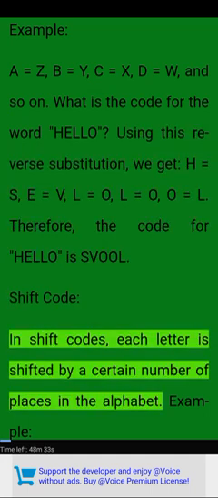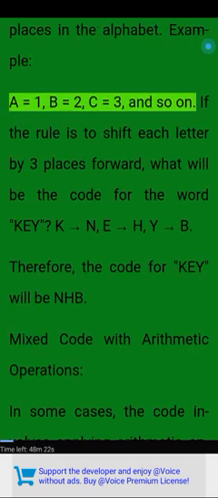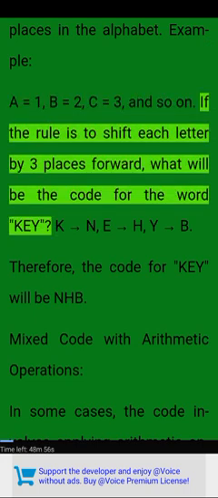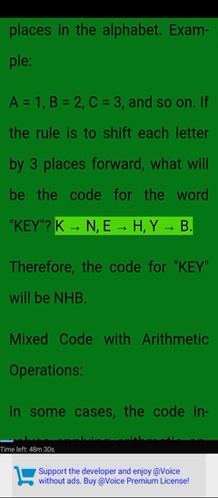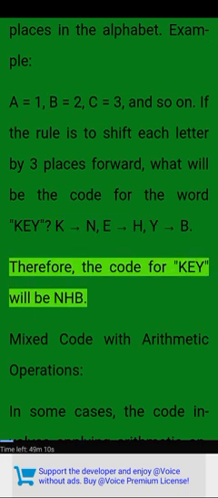Shift code. In shift codes, each letter is shifted by a certain number of places in the alphabet. Example: A equals 1, B equals 2, C equals 3, and so on. If the rule is to shift each letter by 3 places forward, what will be the code for the word key? K → N, E → H, Y → B. Therefore, the code for key will be NHB.